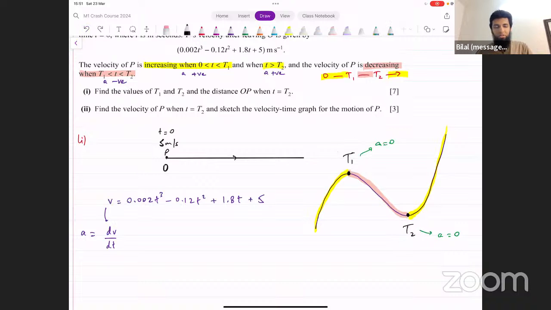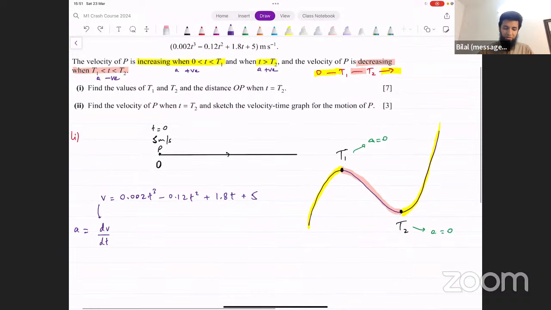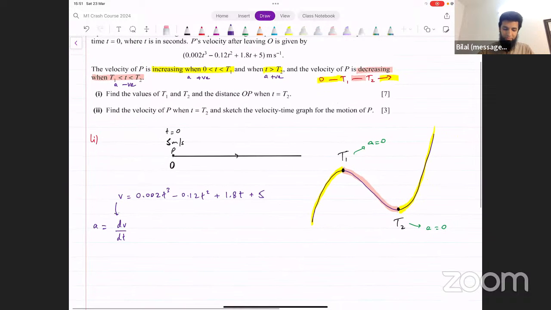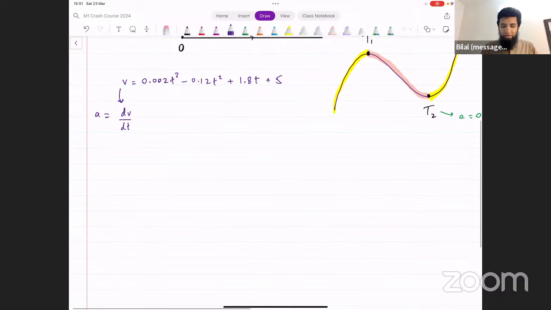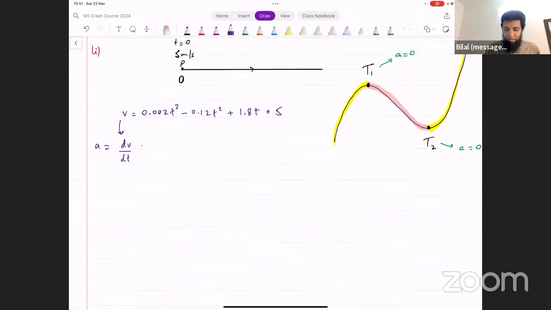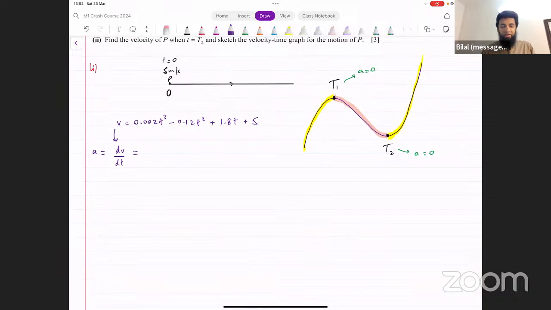How do you find turning points? Find the derivative, put the derivative equal to 0, put the gradient equal to 0, and that gives you the turning points. Is this point clear to everyone? Any confusion on this? All right. So now all you have to do is find this derivative, put that derivative equal to 0, and see what that turns out to be. Why did we take a equal to 0?